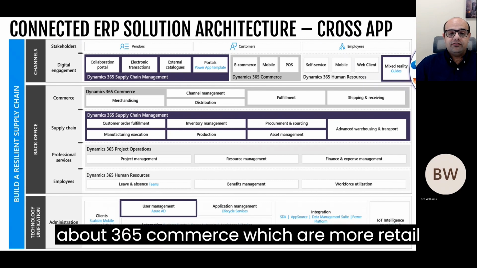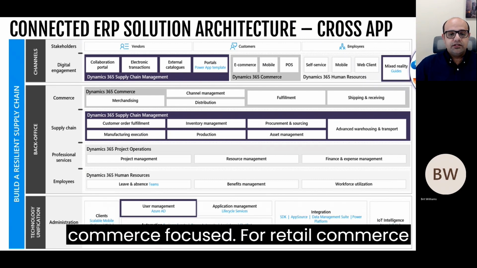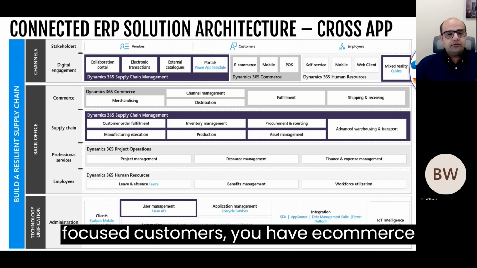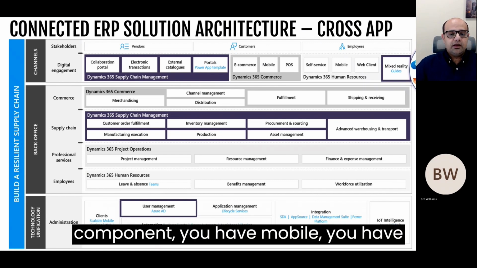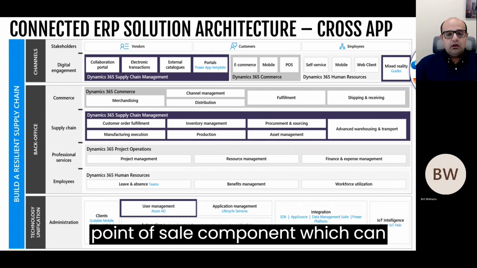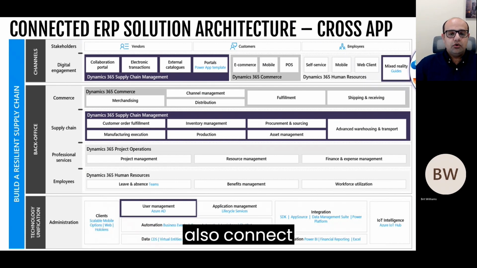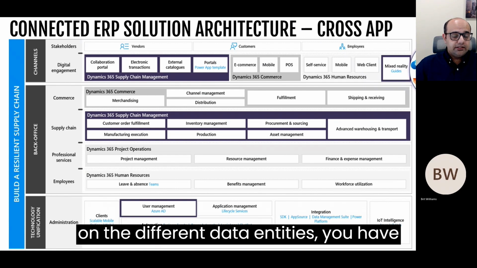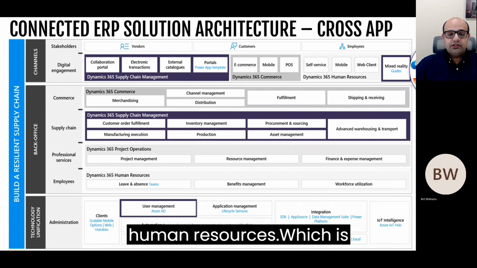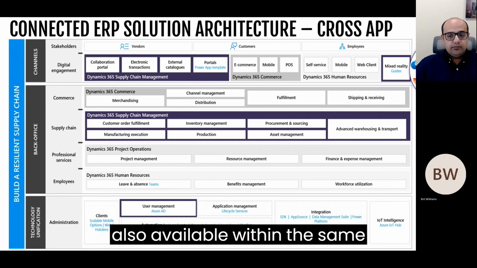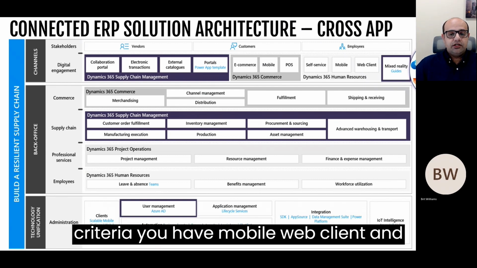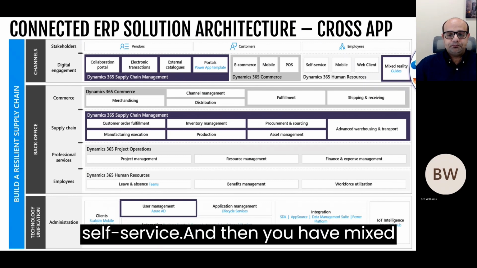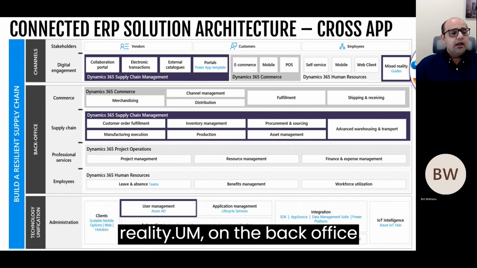If we talk about D365 Commerce, which is more retail commerce focused, you have the e-commerce component, you have mobile, and you have the point of sale component, which can also connect to other apps effectively to show you more details on the different data entities. You have human resources, which is also available within the same criteria. You have mobile, web client, and self-service. And then you have mixed reality.